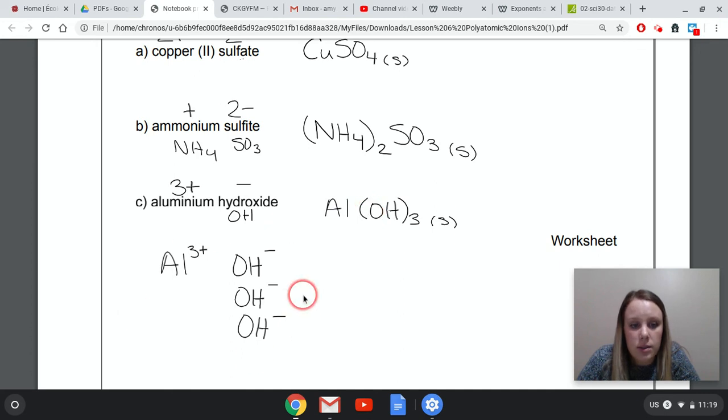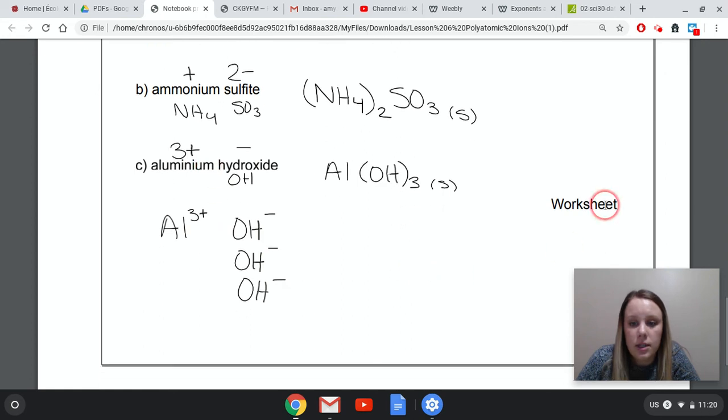This is a visual representation of what's actually happening here. When we put the secret 1 behind aluminum, that means that we only have 1 aluminum ion with a charge of 3+. When we've put this 3 behind hydroxide, it means that we have 3 copies of the hydroxide ion. So 3 of these hydroxides that are each -1. In this visual representation, you can see that we have 3 positives and 1, 2, 3 negatives. That's how it balances. This is why crossing the charges works.